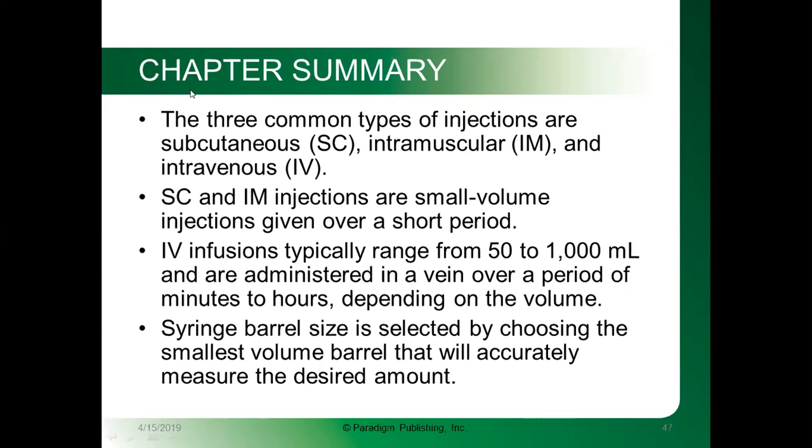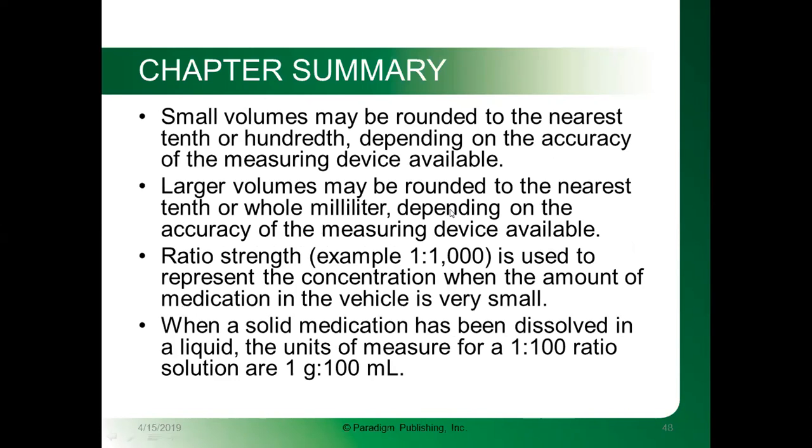Syringe barrel size is selected by choosing the smallest volume barrel that will accurately measure the desired amount. Small volumes may be rounded to the nearest tenth or hundredth, depending on the accuracy of the measuring device available. Large volumes may be rounded to the nearest tenth or whole milliliter, depending on the accuracy of the measuring device available.